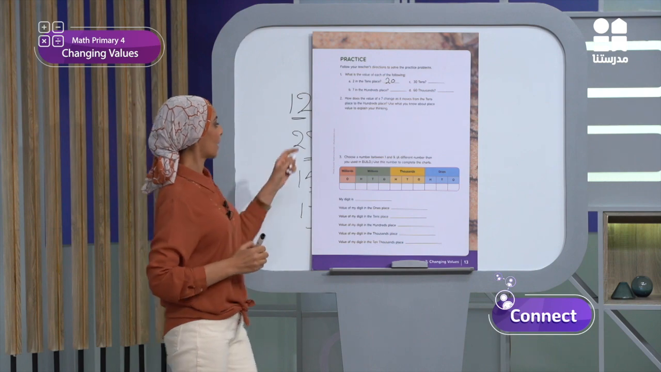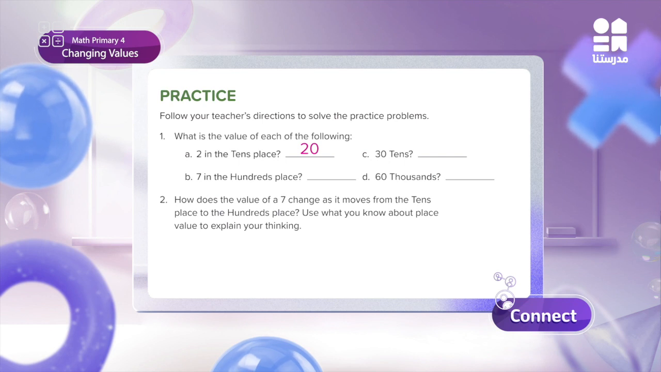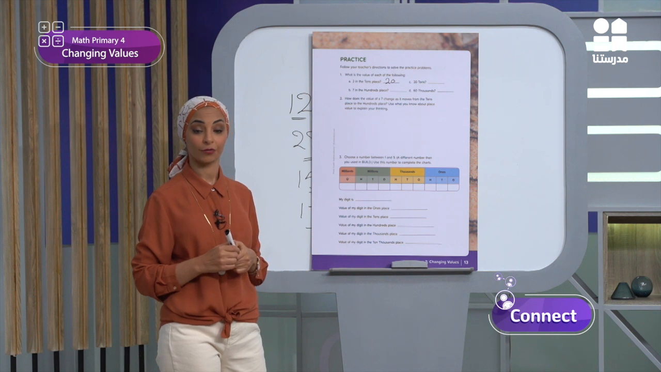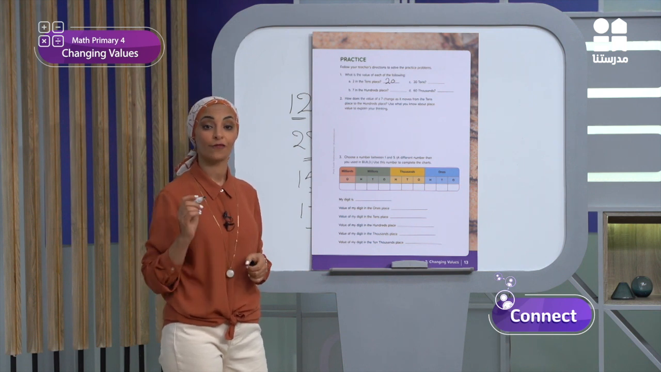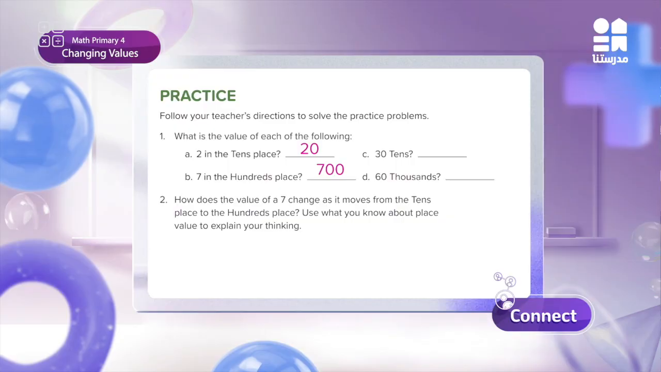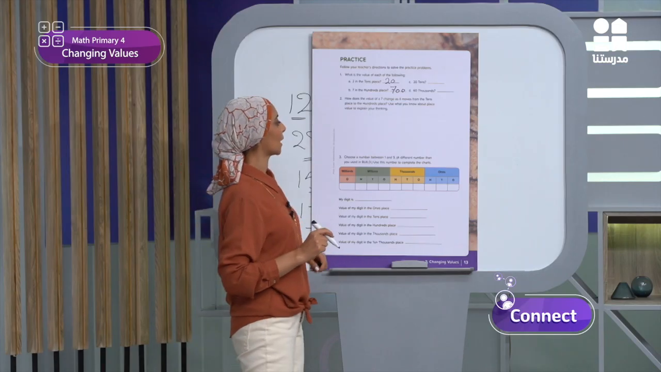Okay, then letter B, 7 in the 100th place. What is the value of 7 in the 100th place? It means that it is 700. And I must write it, the value is written in digits. So 7 in the 100th place, the value of it is 700 in digits. Okay, let's move to letter C.